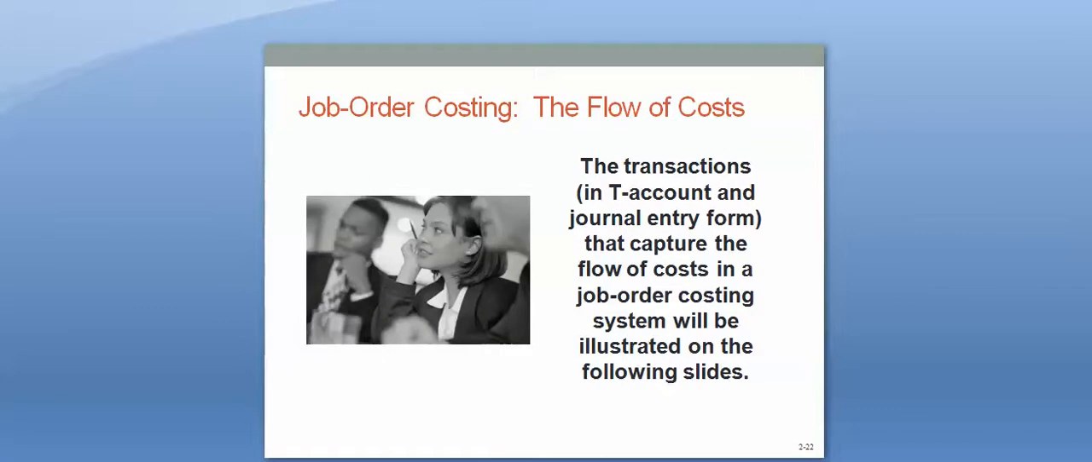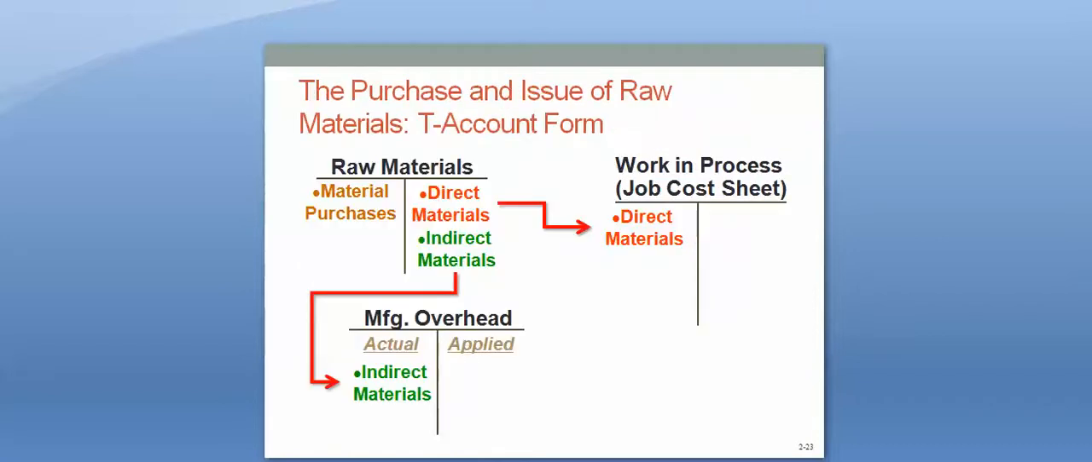In the upcoming slides, we're going to look at the transactions in T account and journal entry form that capture the flow of cost in our job order costing system, and we'll look at a cost flow diagram. So first, if we looked at a T account for raw materials, our beginning balance and any purchases will show up as debits in our raw materials account on the left-hand side of our T account. And when those materials are issued to production, we will credit raw materials and either debit work in process if they're direct materials, or debit manufacturing overhead for indirect materials.